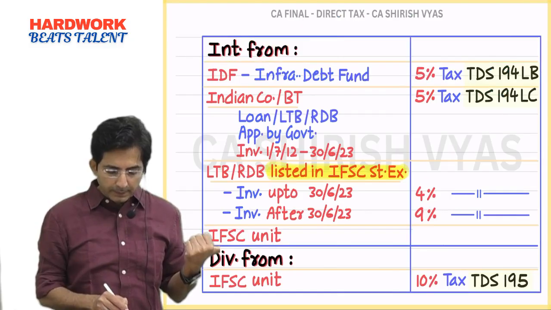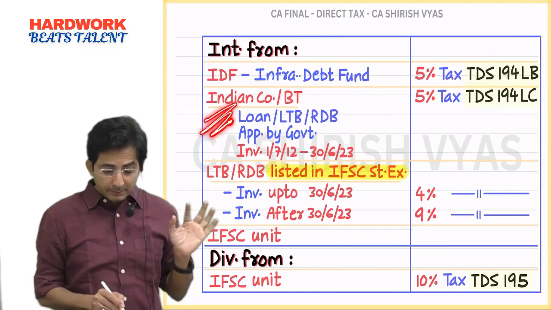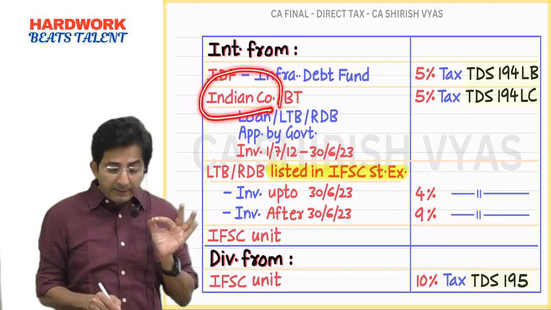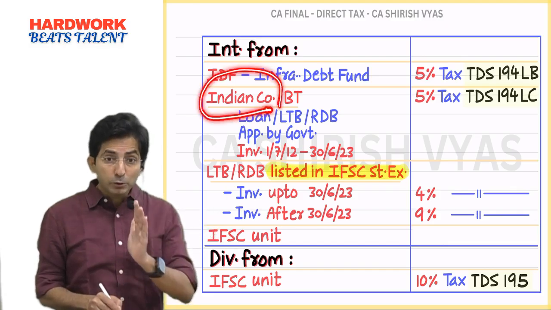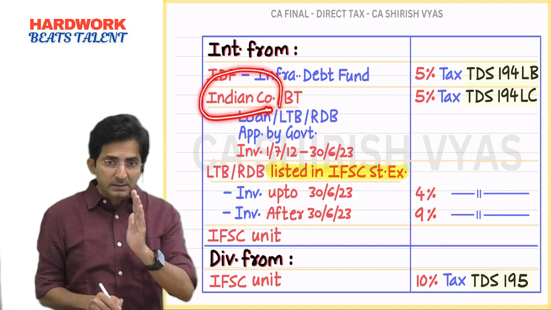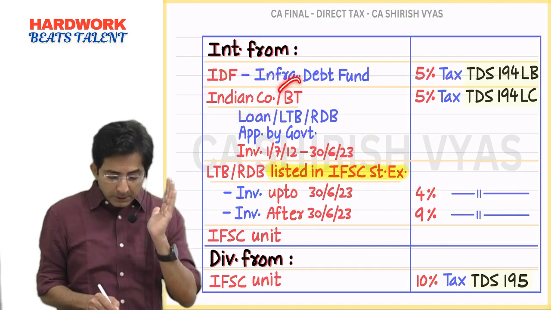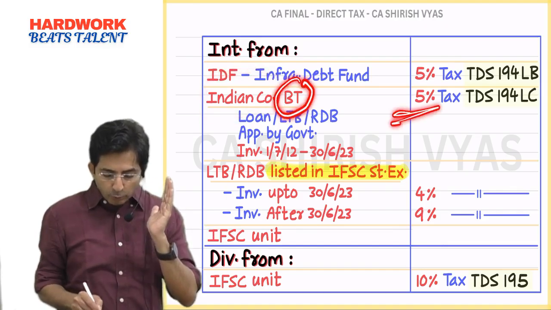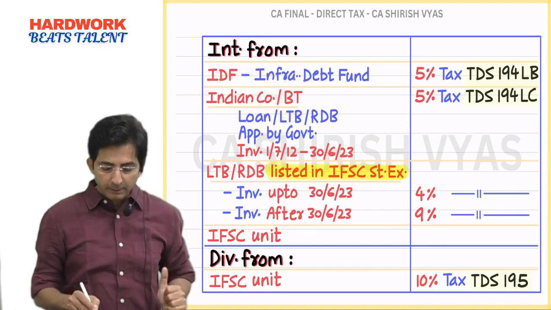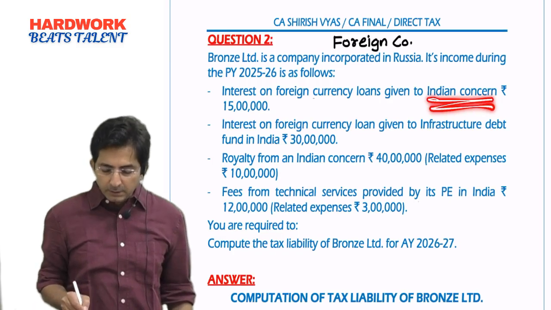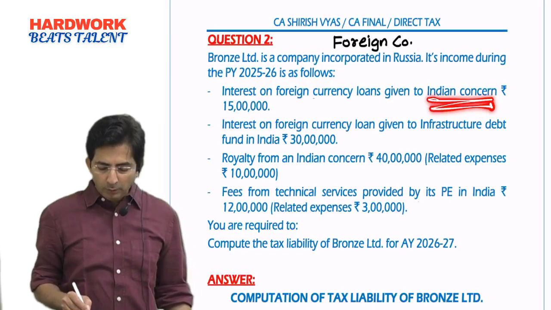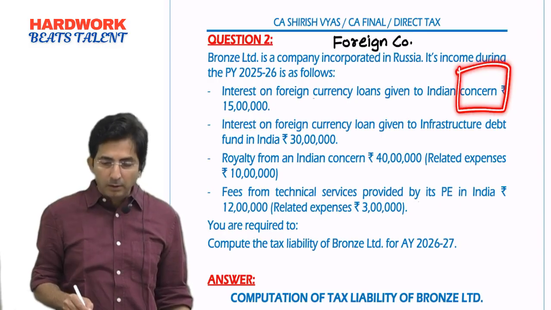Some people will say, sir, Indian company. Indian company means a company, a joint stock company having shares, or a business trust. Then you should be inclined to 5%. Here what they are saying is Indian concern. You know the word concern is a general term.